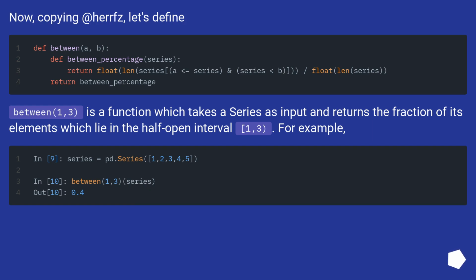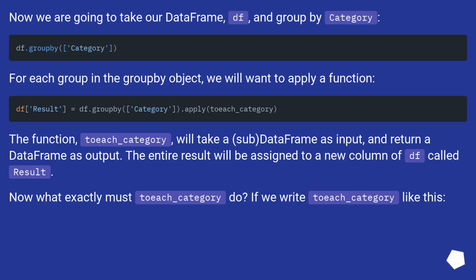For example, now we are going to take our data frame, df, and group by category. For each group in the groupby object, we will want to apply a function. The function, to_category, will take a sub data frame as input, and return a data frame as output. The entire result will be assigned to a new column of df called result.